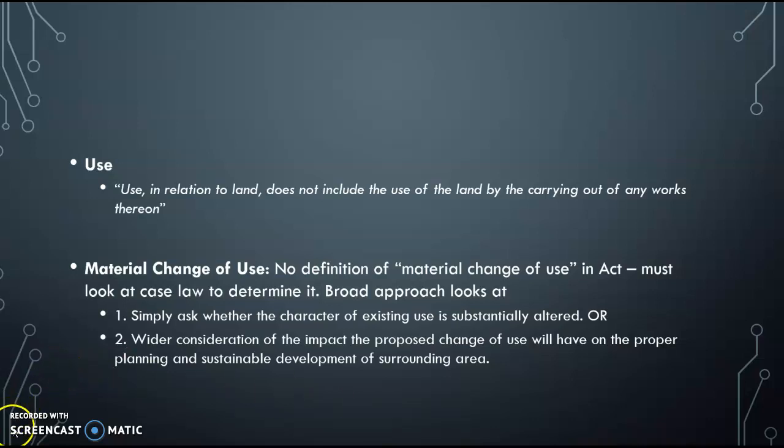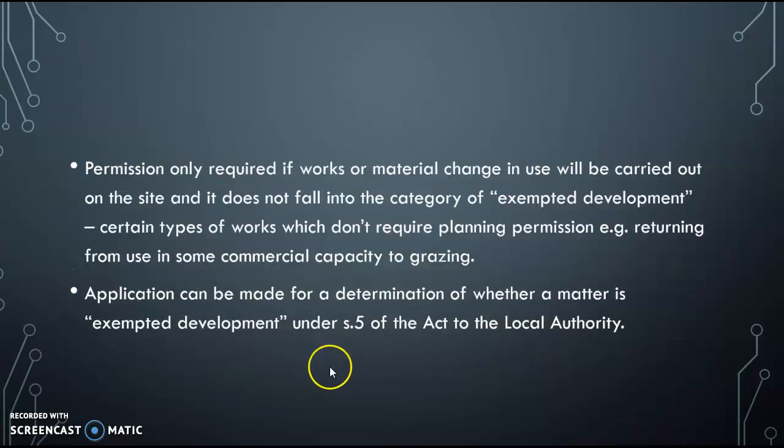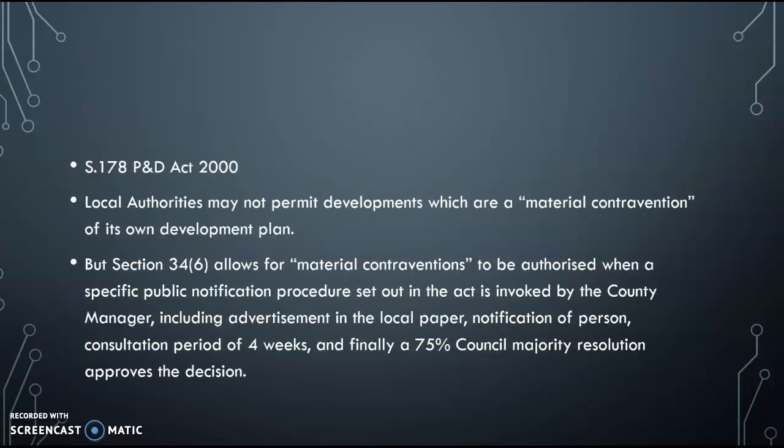And agriculture is the baseline use, so you don't need planning permission for agricultural use because that's the default use. But every other use you require planning permission for. So permission is only required if there are works on the site or a material change in use. And if you're not sure, you can make an application under Section 5 to the local authority to determine whether it's exempted development or not. And they're quite common. You'll see those listed on your local authority website.